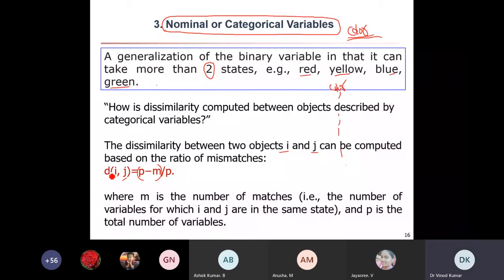You note this formula now? T(i, j) is equal to... Yes, sir. It is very simple.